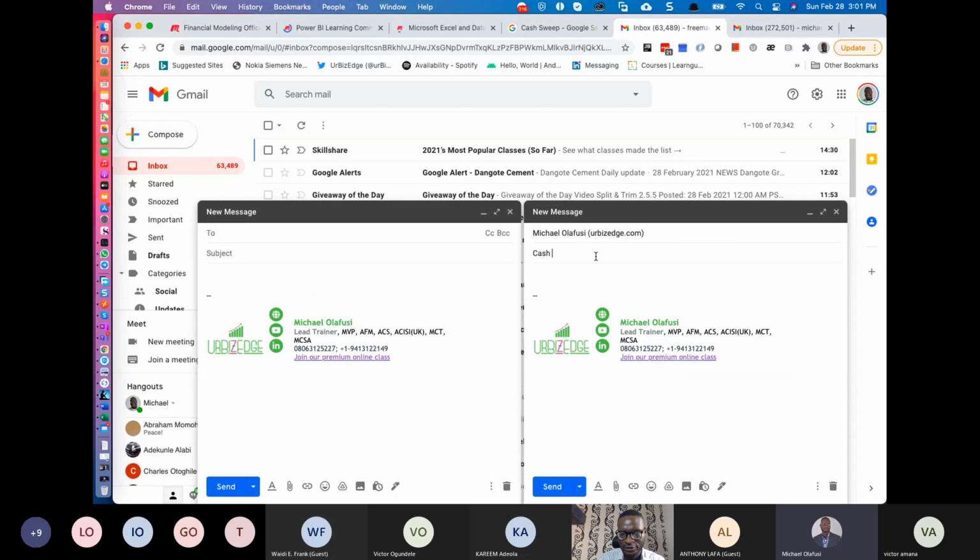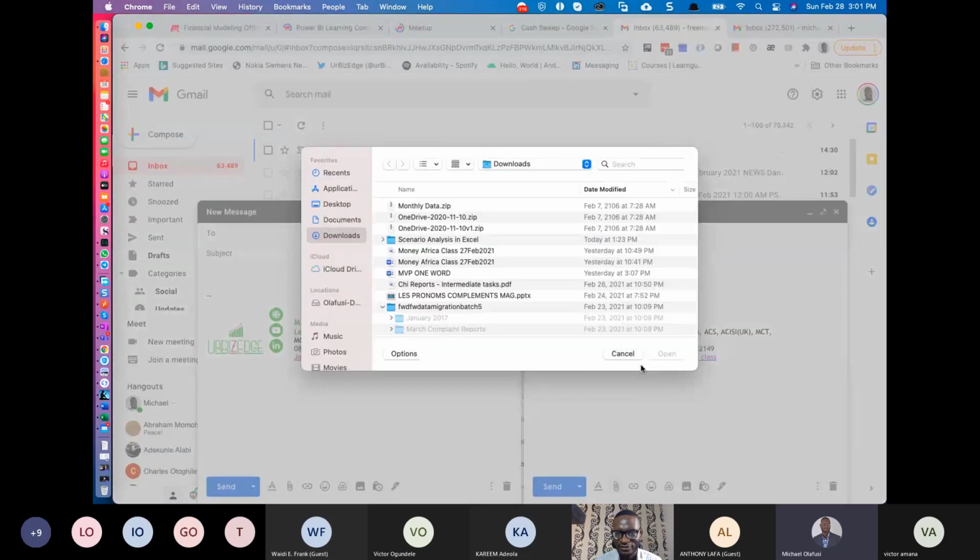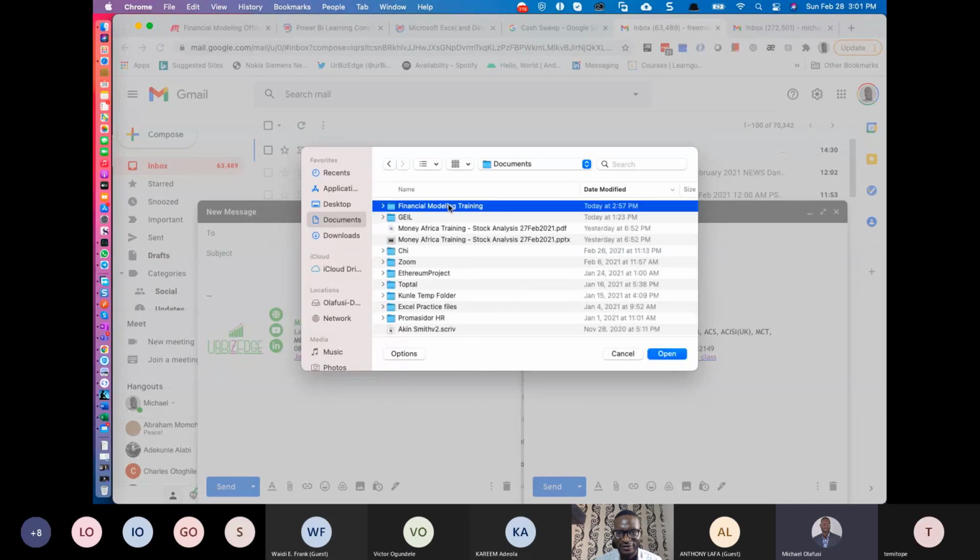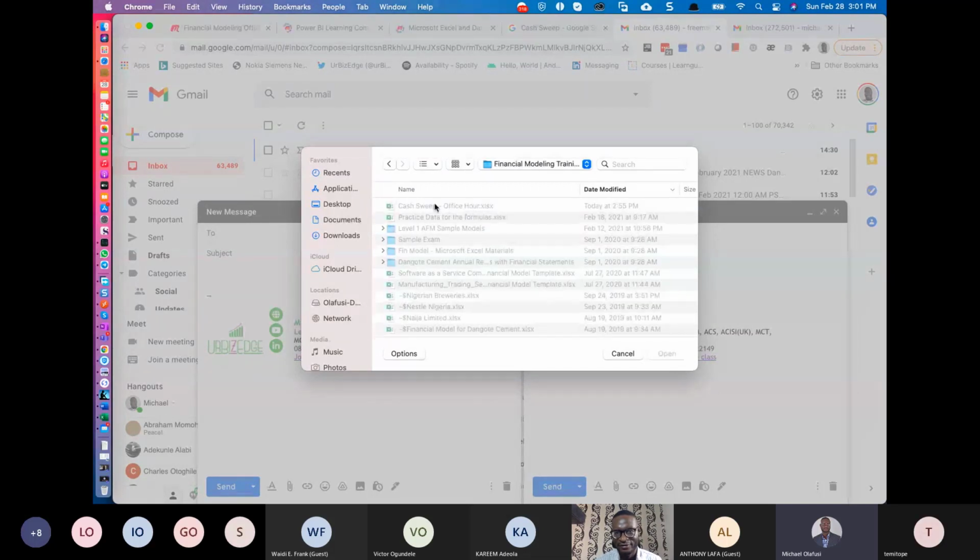Cash sweep doc. And it might be the computer that is slow and not the internet. I can feel it. I think the whole streaming is taking a toll on the Mac. Where did I save it? Where did I save it? I think I saved it here. I think I saved it actually. Yeah, this is it.